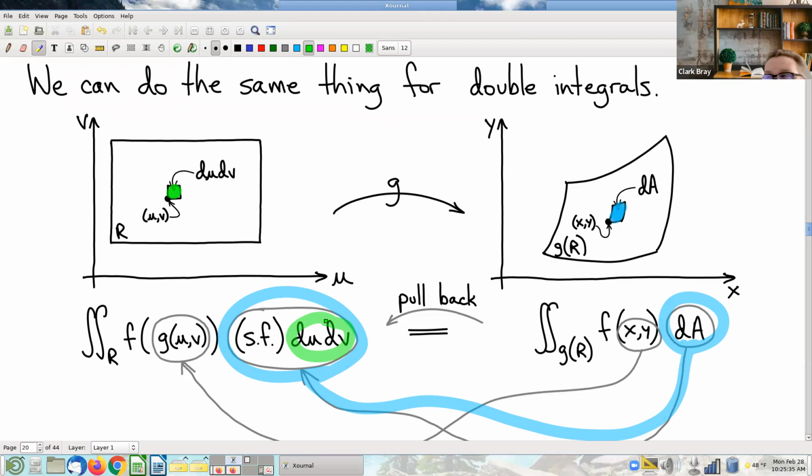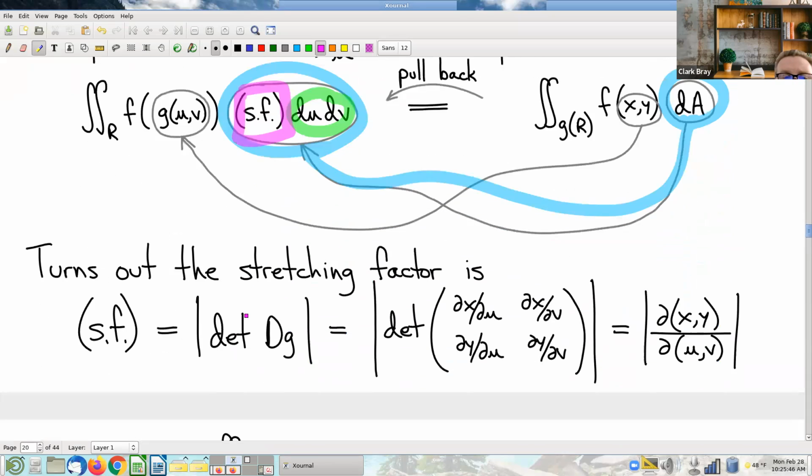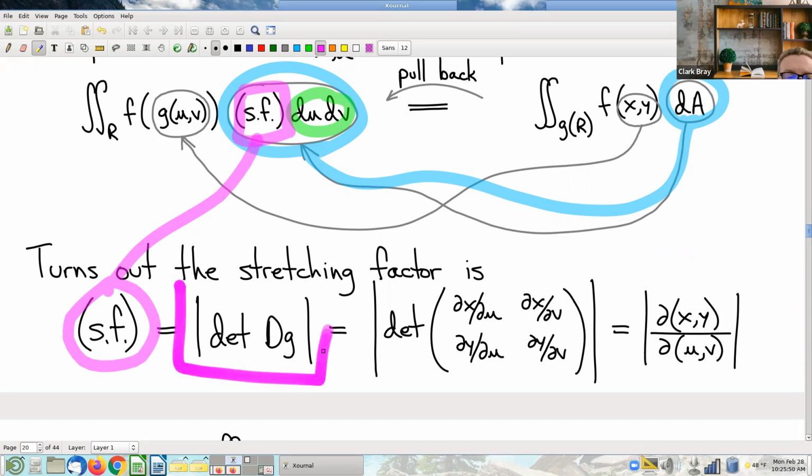Well, we need to know what that factor is. So for the moment, I'm just going to tell you the answer. This thing called the stretching factor, there's a formula for it. And here it is. It turns out, and we will see why pretty soon, that it's the absolute value of the determinant of the derivative matrix, as it turns out. So again, we'll see why later.